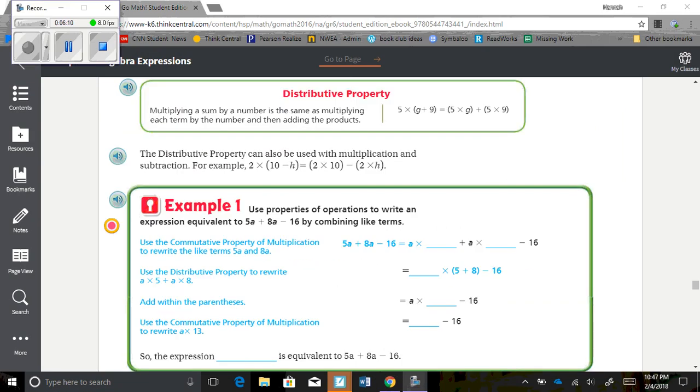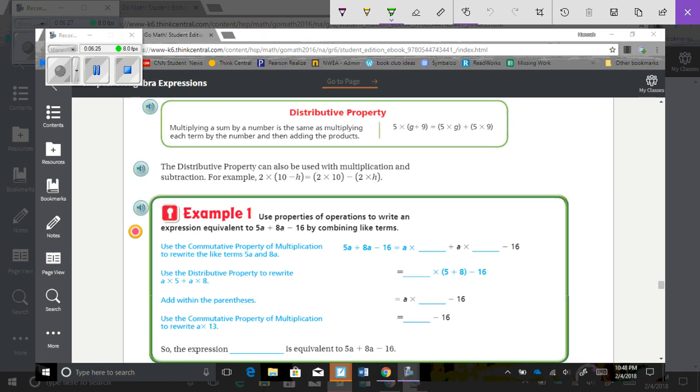Okay, the last review property is the distributive property. Looking at the distributive property, you need to remember that multiplying a sum by a number is the same as multiplying each term by the number and then adding the products. So let me simplify that description for you.